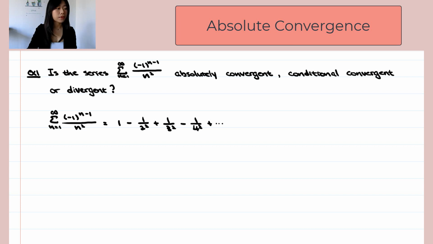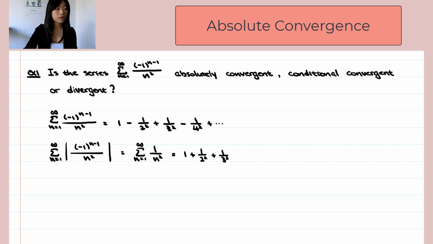How about the series with absolute of the terms? So the sum for n starting from 1 of the absolute of (-1) to the power of n minus 1 divided by n squared, which also equals the sum for n starting from 1 of 1 over n squared. The first few terms are 1 plus 1 over 2 squared plus 1 over 3 squared plus 1 over 4 squared, and so on.